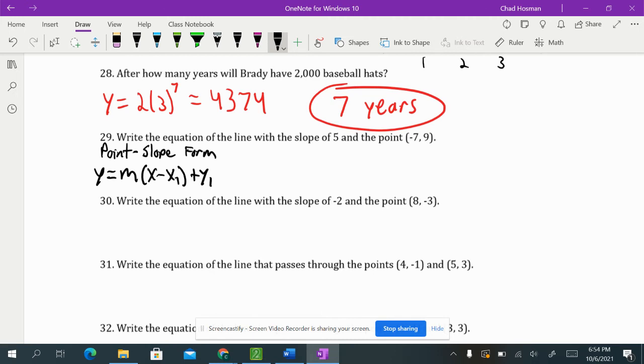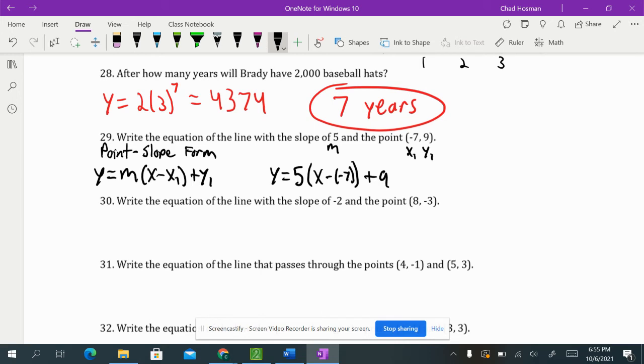And the good news is that this question here, it gave us m, right? It says it has a slope of 5. So 5 is m, and then it gave us the point -7, 9. So -7 is our x1, and 9 is our y1. So we just have to plug these values into our equation. So we get y equals the slope, which we know is 5, times x minus x1, so x minus -7, and then plus y1, so plus 9.